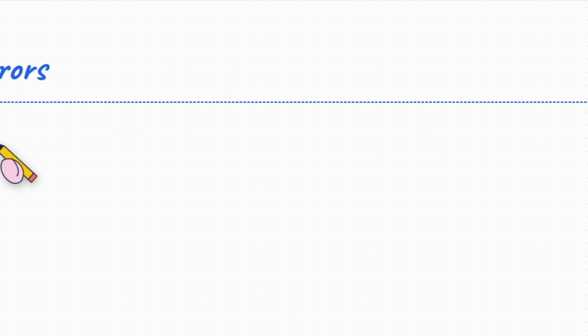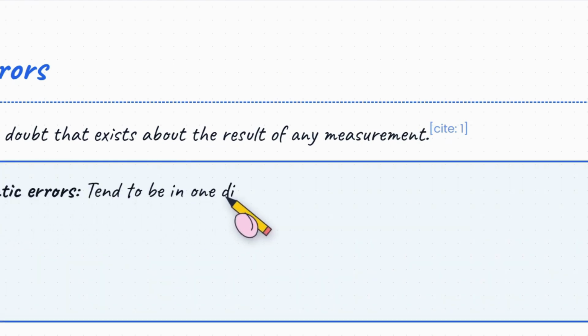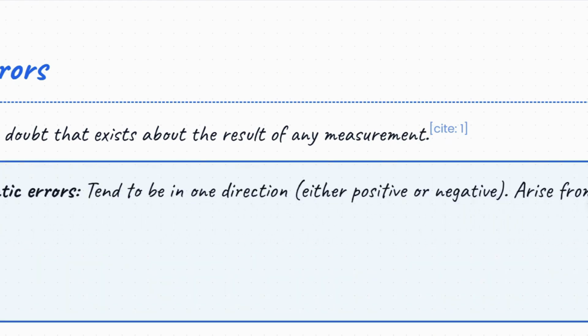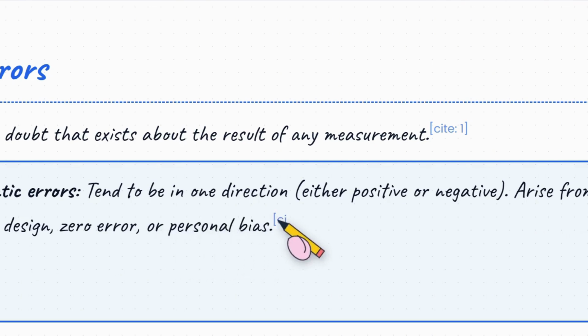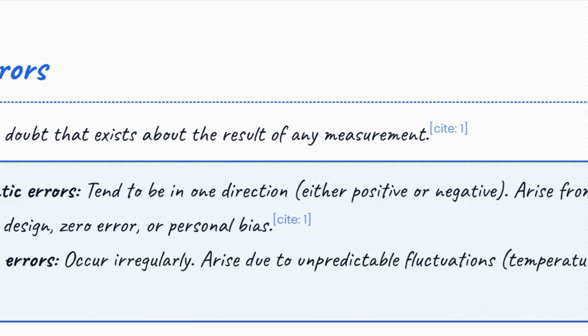Error is the doubt that exists in a measurement. Systematic errors tend to be in one direction due to design faults or bias, while random errors occur irregularly because of environmental fluctuations. The smallest measurable value is the least count error.